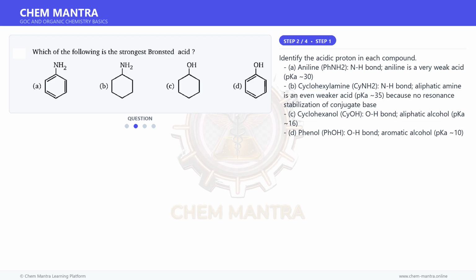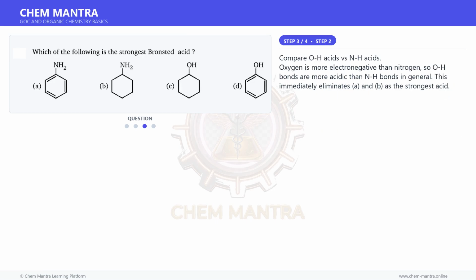C. Cyclohexanol, CyOH, the O-H bond. Aliphatic alcohol, pKa 16. D. Phenol, PhOH, the O-H bond. Aromatic alcohol, pKa 10. Moving on to the next step.